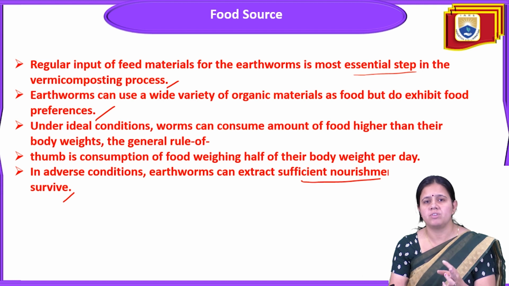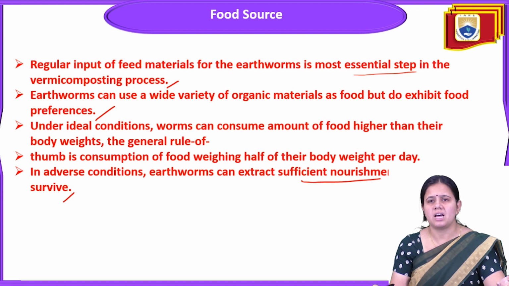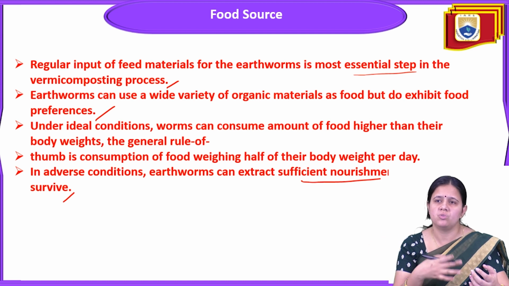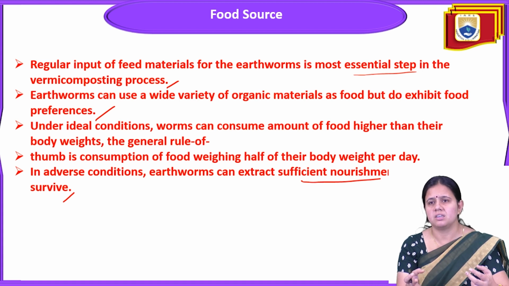To obtain good vermicast, all conditions should be optimum and clearly monitored, so that the earthworms can do better. Under ideal conditions, worms can consume an amount of food higher than their body weight. Sometimes their consumption is about half of their body weight. This is the trend that should be followed by the earthworm for their maintenance and for their better work.